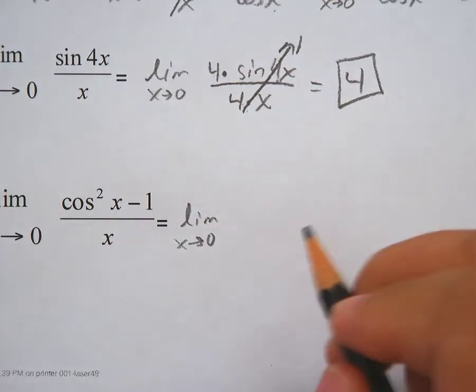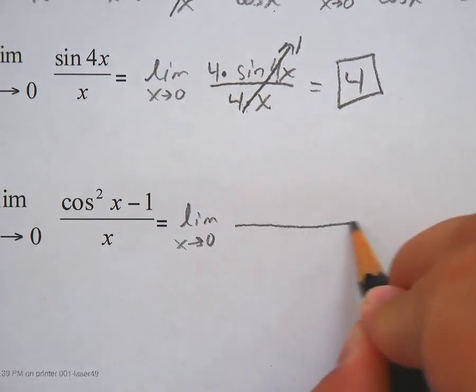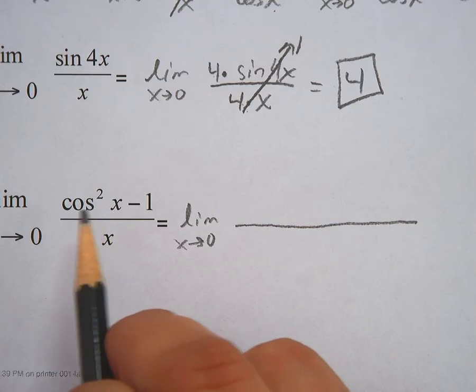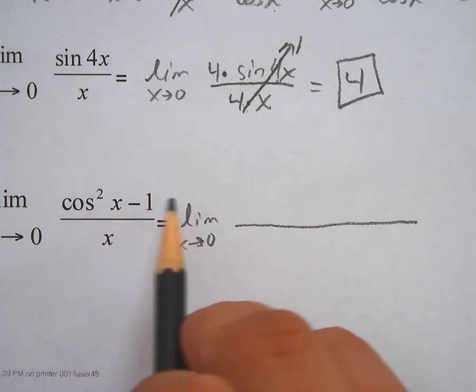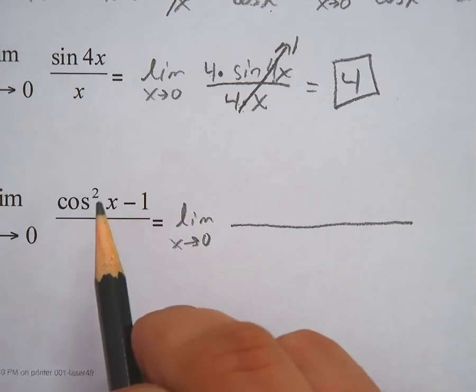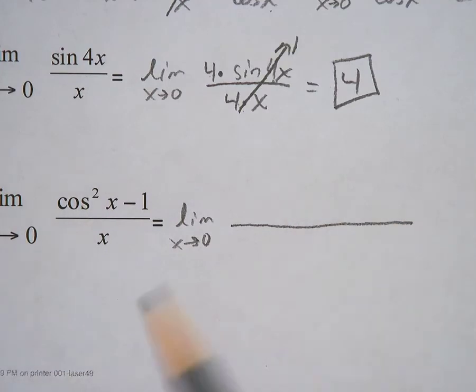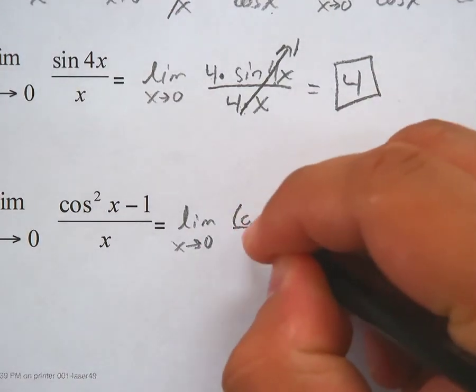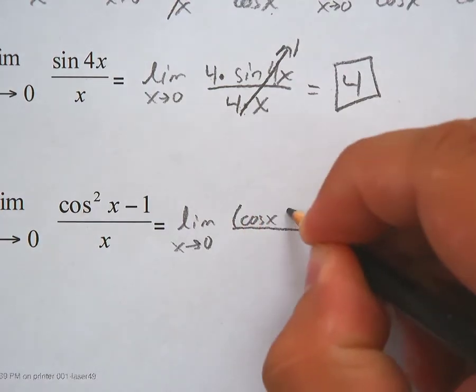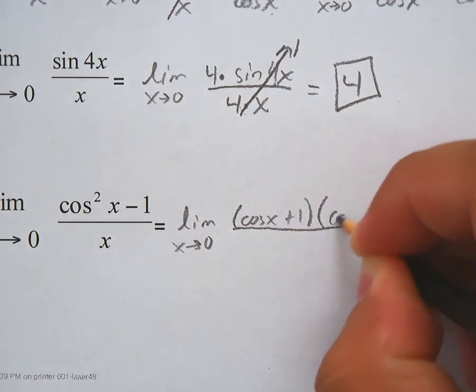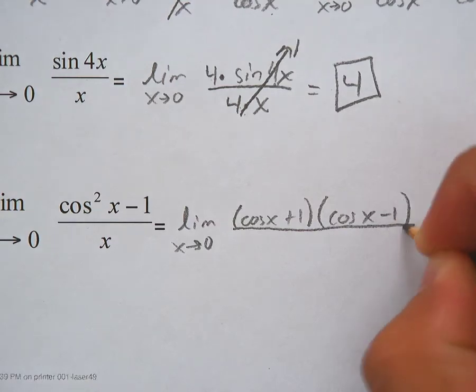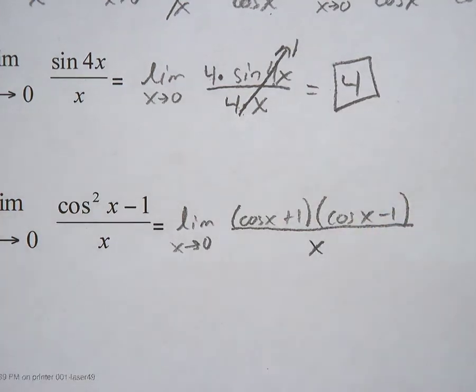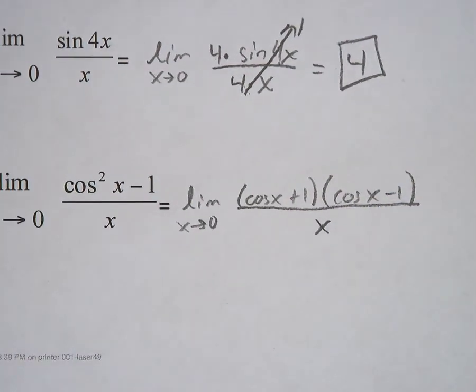Limit as x approaches 0. Cosine squared x minus 1, if this is cosine squared, you're talking about cosine and cosine multiplied together. So it's going to be something like this. Cosine of x plus 1, cosine of x minus 1, all over x.